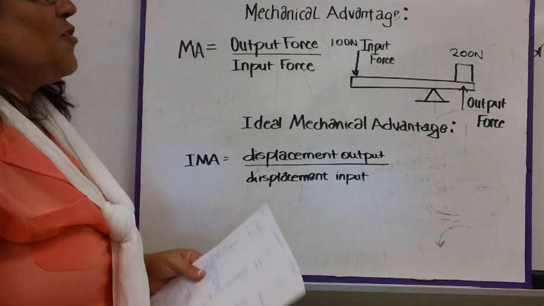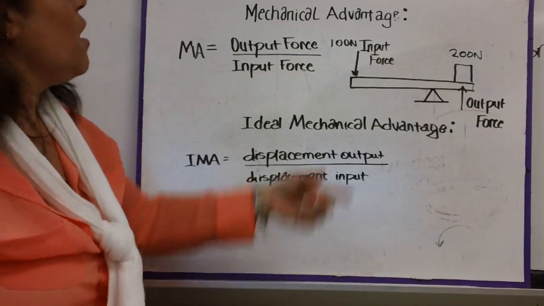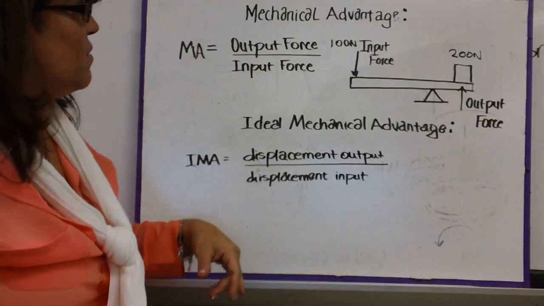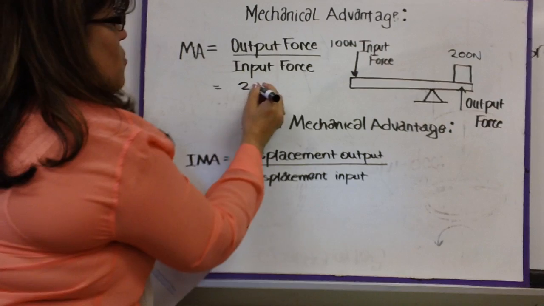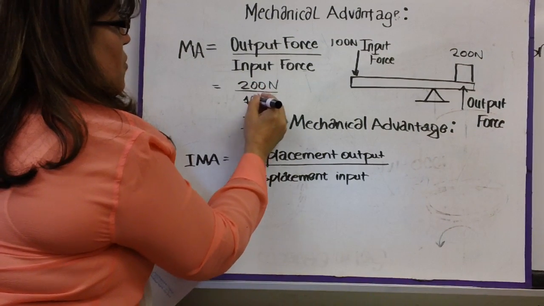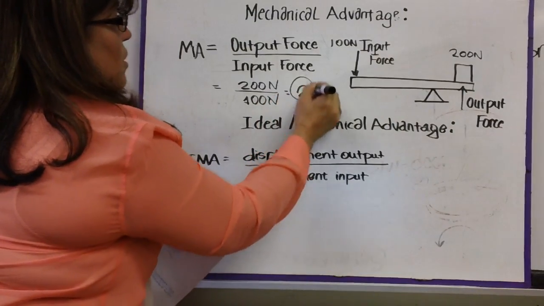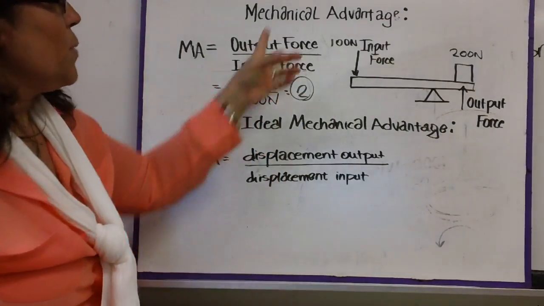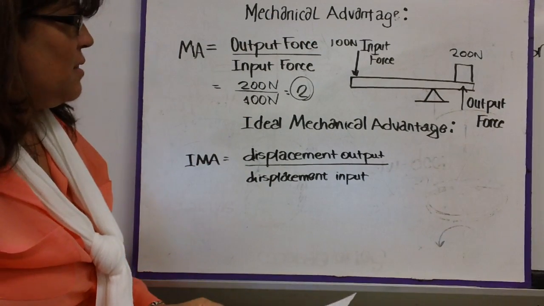Normally, I couldn't lift 200 newtons if I only try to lift it with 100 newtons. It's not enough. But using this mechanical advantage, I can say that my output force is 200 newtons. My input force is 100 newtons. Therefore, I have a mechanical advantage of 2. So we have a mechanical advantage. Then we have what we call an ideal mechanical advantage.